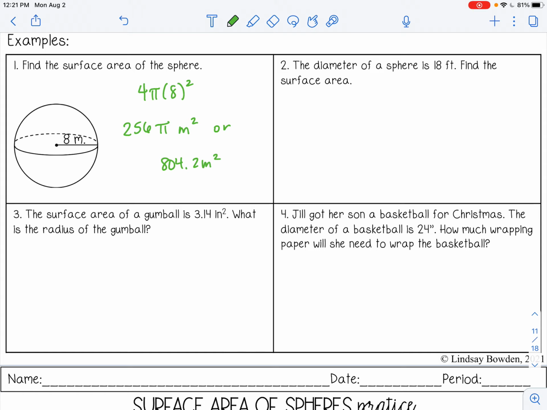Number 2, the diameter of a sphere is 18 feet. Find the surface area. So if the diameter is 18, that means that the radius would be half of that, 9. So 4 pi 9 squared. That would be 324 pi feet squared, or 1017.9 feet squared.